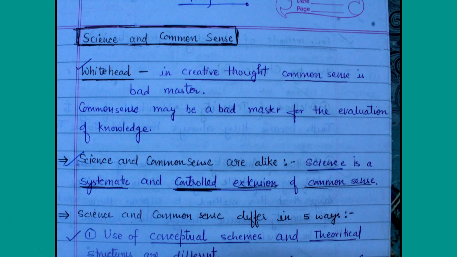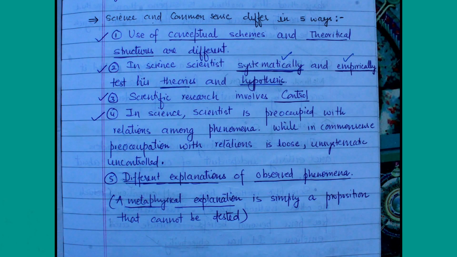Sometimes this question can come: who has said that in creative thought, common sense is a bad master? So Whitehead has said this. And always remember, science is a systematic and controlled extension of common sense. Now, how do science and common sense differ in 5 ways? They can ask a 5 mark question: differentiate between common sense and science.